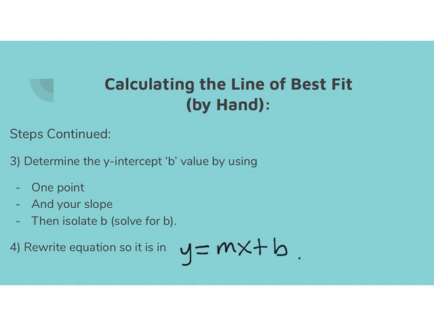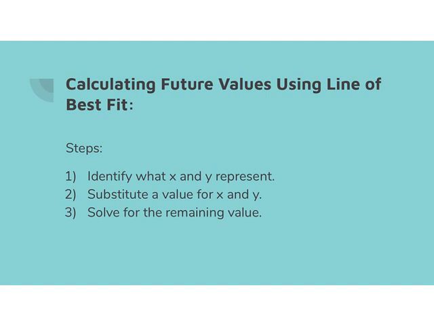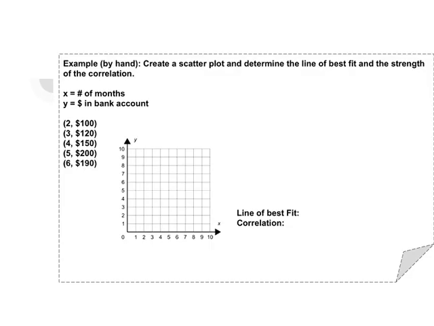And then our next thing, calculating future values using a line of best fit. So we are using this to help us predict other values. So the steps of doing that: identify what x and y represent. So in our example, I will be identifying it and showing you guys in a second. And then step number 2, you're going to substitute a value for x and for your y. Then you're going to solve for the remaining value. So let's actually do an example here.